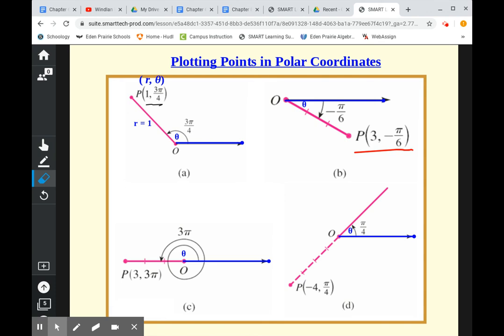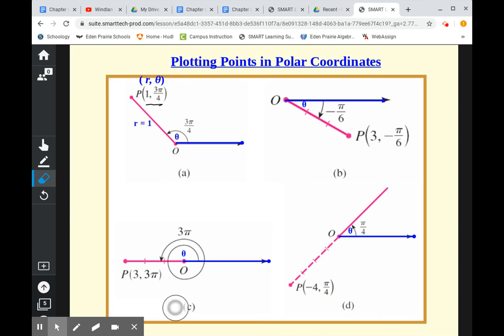The next example over here is 3 comma negative pi over 6. As you know, if the angle is negative pi over 6, we go clockwise. So I went clockwise, negative pi over 6. And then I want a radius of 3. You can see the tick marks representing units of measure, so 1, 2, and 3. And our point P ends up right there.